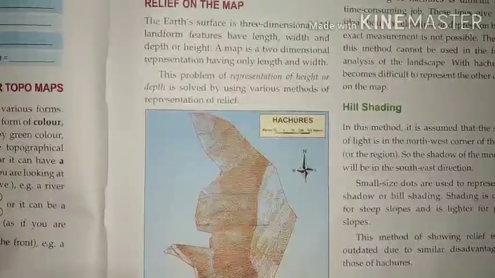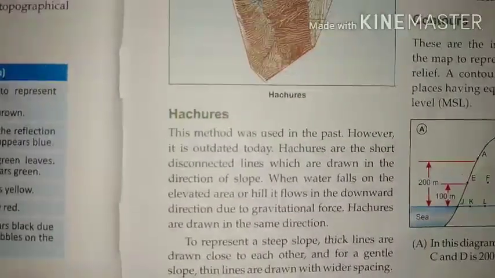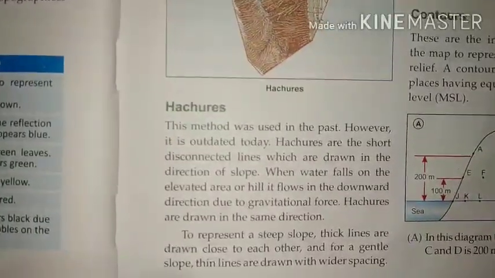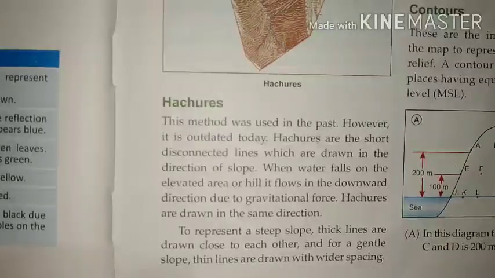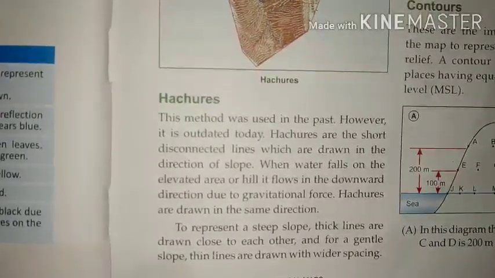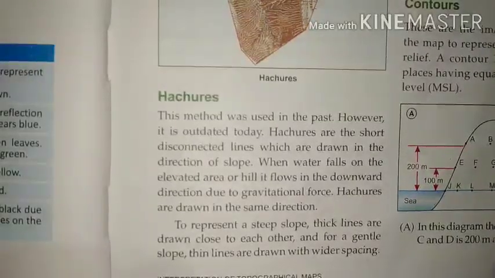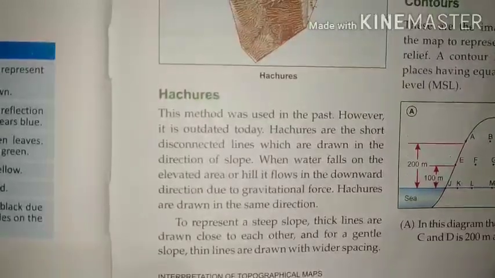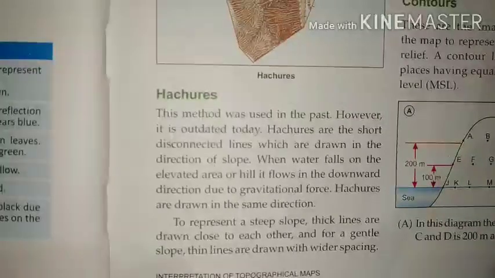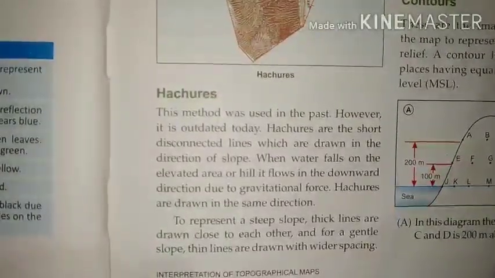So the first one which we will talk about is Hachures. This method was used in the past, however it is outdated today. Hachures are short disconnected lines which are drawn in the direction of slope. When water falls on the elevated area or hill, it flows in the downwards direction. Due to gravitational force, Hachures are drawn in the same direction. So this is a way of representing slope.